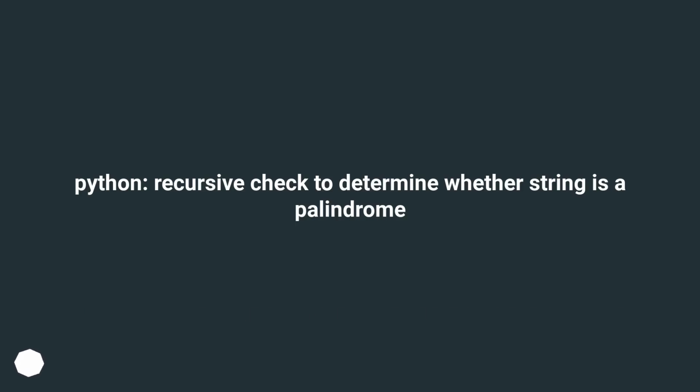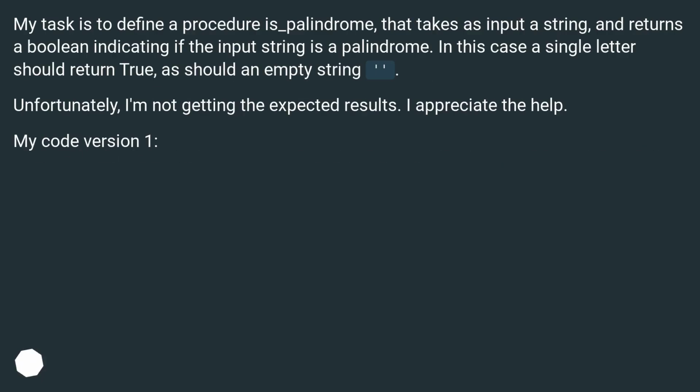Python, recursive check to determine whether a string is a palindrome. My task is to define a procedure is_palindrome that takes as input a string and returns a boolean indicating if the input string is a palindrome. In this case, a single letter should return true, as should an empty string. Unfortunately, I'm not getting the expected results.